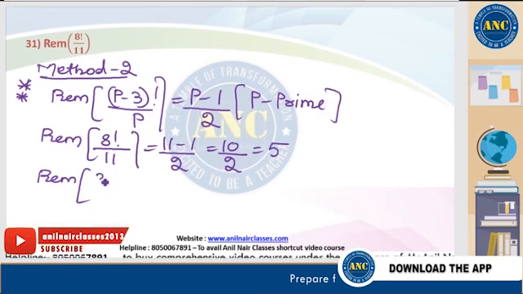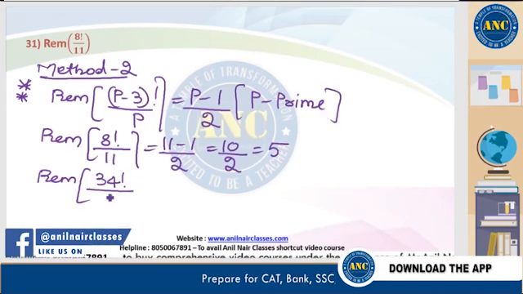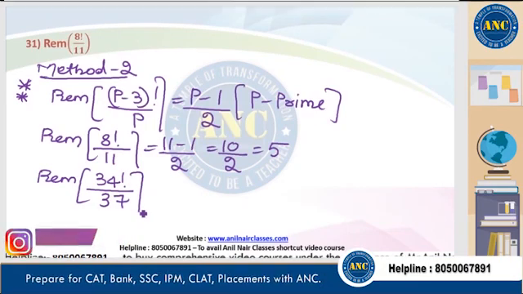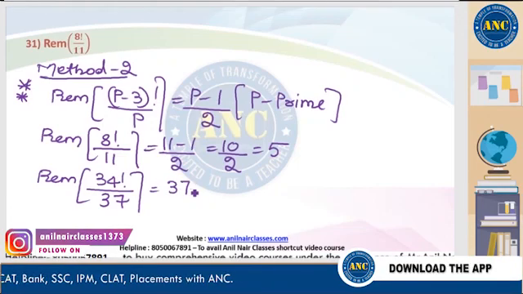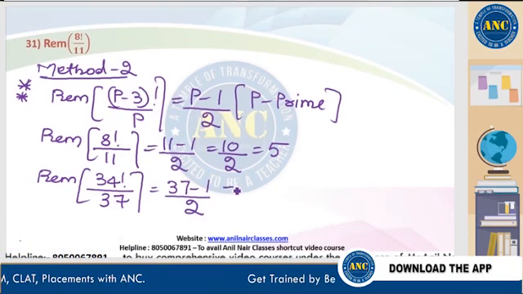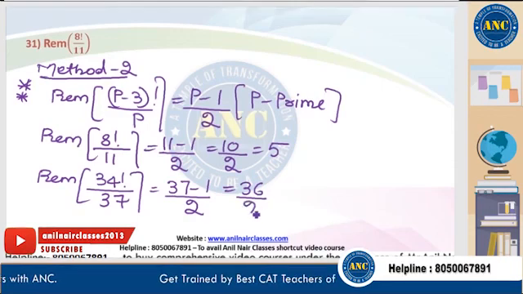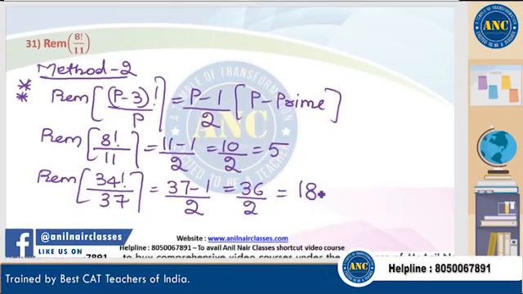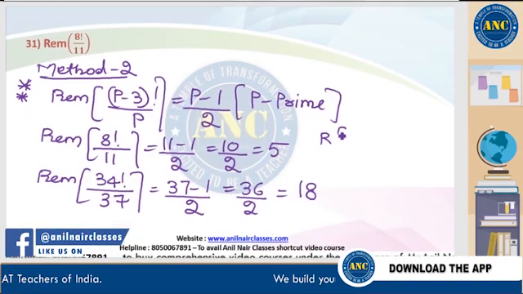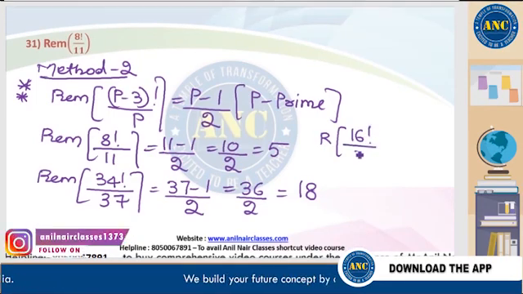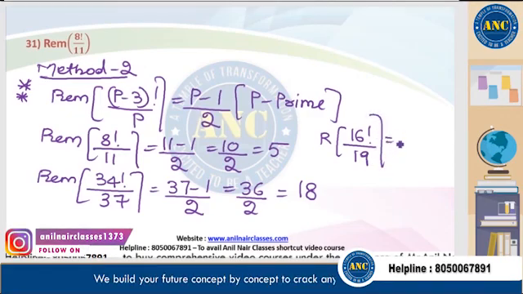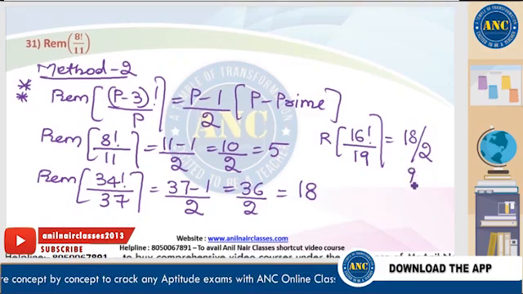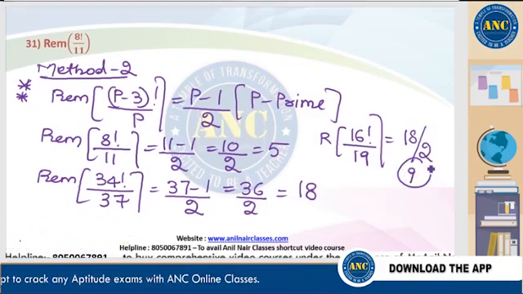Direct conclusion: 34 factorial divided by 37. The answer is (37 minus 1) by 2, which is 36 by 2. The answer is 18. Next one: 16 factorial divided by 19. (P minus 1) by 2: 19 minus 1 is 18, 18 by 2 is 9.